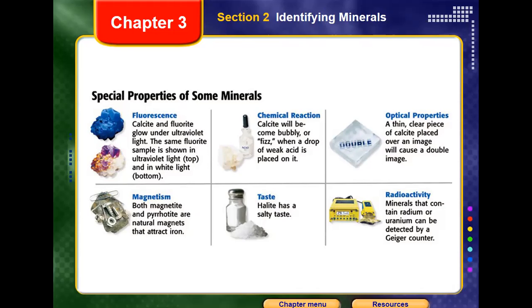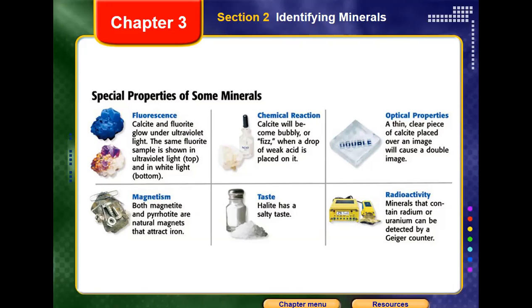Another thing, chemical reactions. What do I mean by chemical reactions? Some minerals can react and produce bubbles. For example, calcite. Once you put a drop of acid, like vinegar, for example, or hydrochloric acid, sulfuric acid, any acid, on calcite, we're going to find that calcite starts making bubbles, because carbon dioxide gas is produced.